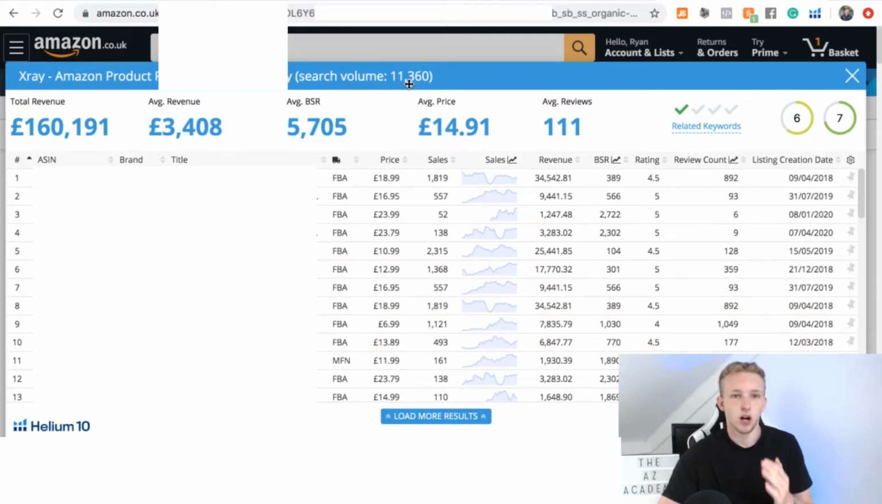If this was actually quite a low number, like in the low thousands or the low hundreds, I might question if it is the main keyword or not. I might want to check that using the Magnet tool. But either way, you definitely want to make sure you have the main keyword every time you're searching for a product on Amazon to run the Helium 10 X-ray tool on.